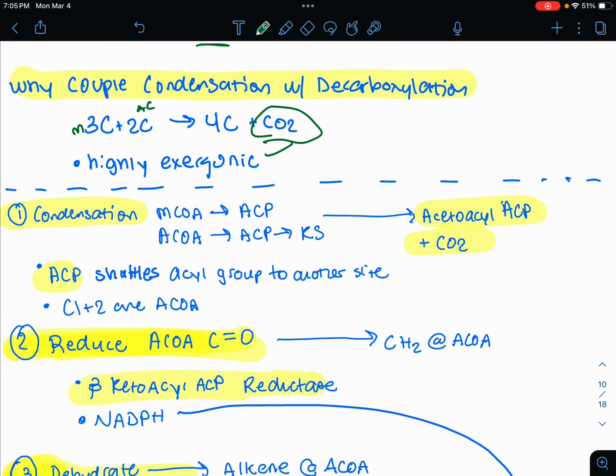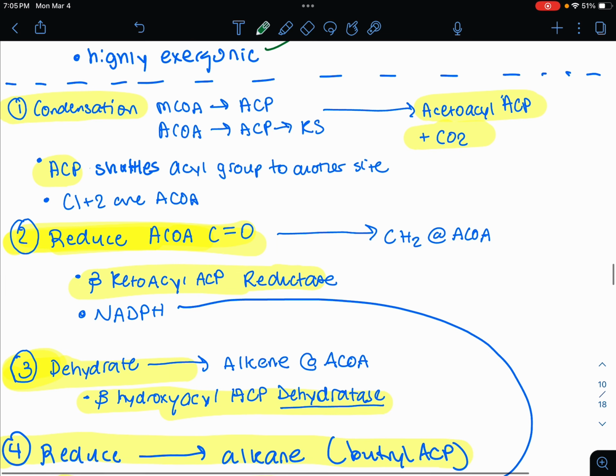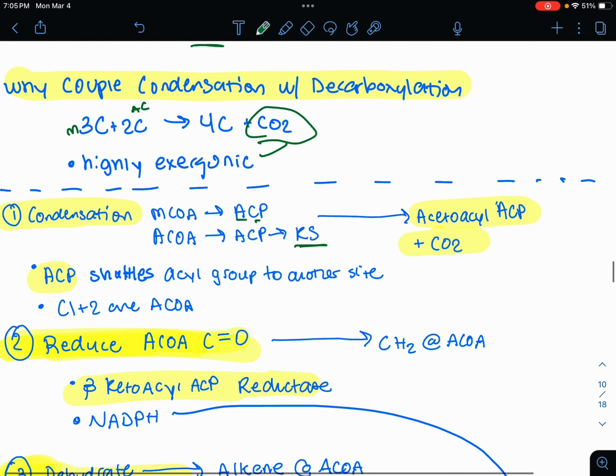So step 1, these are the actual steps of fatty acid synthesis. Condensation is the first step. The malonyl-CoA will go to the acyl carrier protein, the ACP. The acetyl-CoA will go there too, but then it's going to move to the KS. Once that happens on our fatty acid synthase 1, then we're going to get acetoacetyl-ACP plus CO2. The CO2 again is being released. The acyl carrier protein will shuttle the acyl group to another site, which we saw.